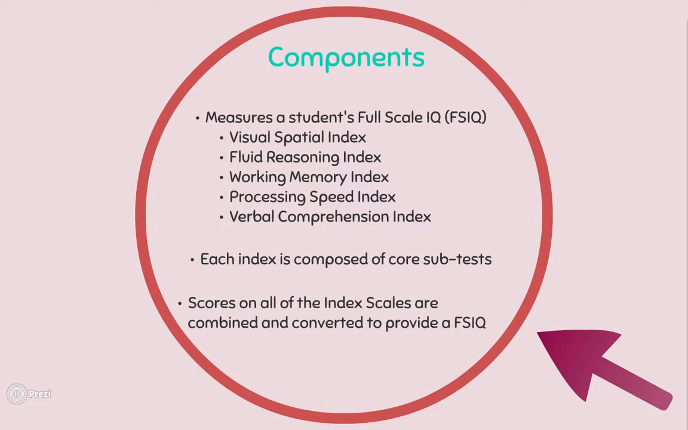The WISC is composed of different elements that provide cognitive abilities. So there are 16 subtests that are designed to measure the 5 broad cognitive abilities. The 5 cognitive abilities that they're looking at are the visual spatial index, the fluid reasoning index, the working memory index, processing speed index, and the verbal comprehension index. Each of those indexes is composed of other core subtests. So multiple subtests are used to find the visual spatial index. From there, each index is combined and converted to provide a full scale IQ, which is the FSIQ.